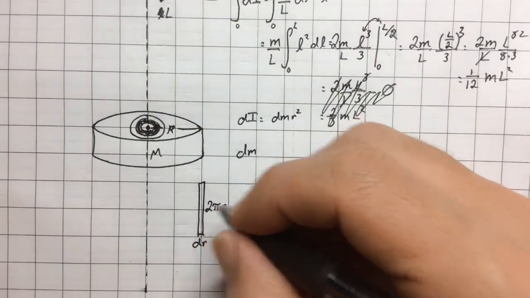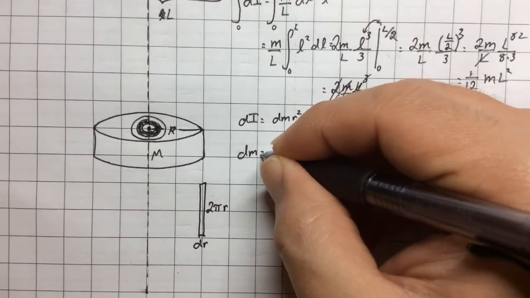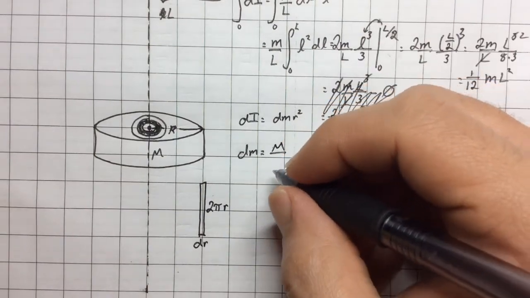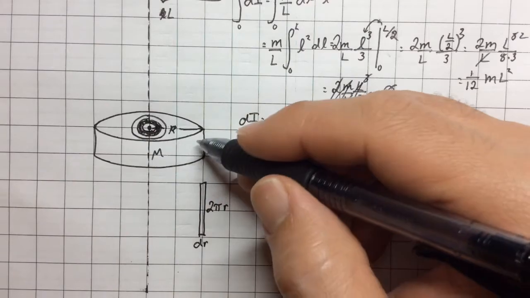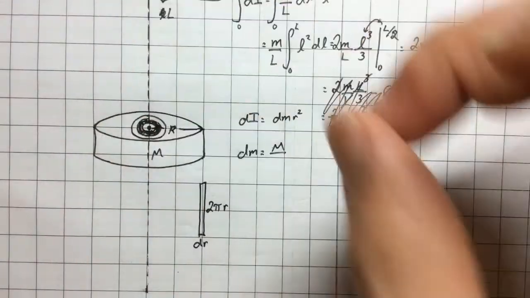So what we're going to look at is this dm. dm is going to be this mass spread out over all this area, and this area we're not going to care about the thickness of it really. We're going to care about the pizza pie shape.